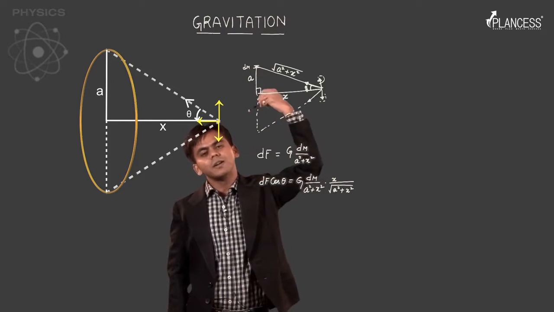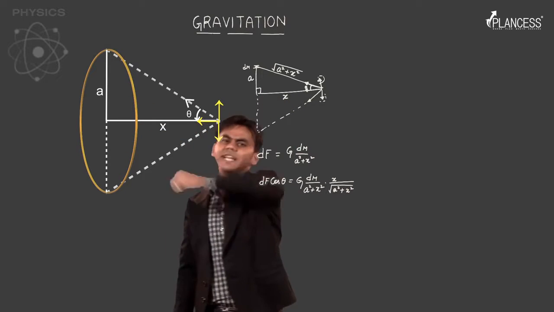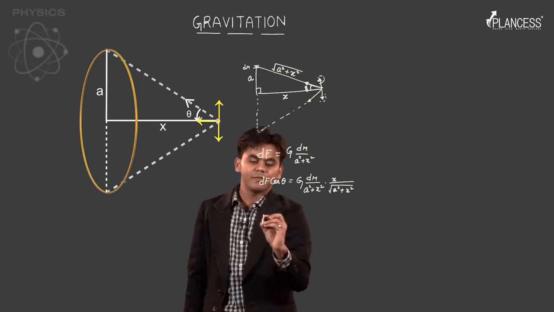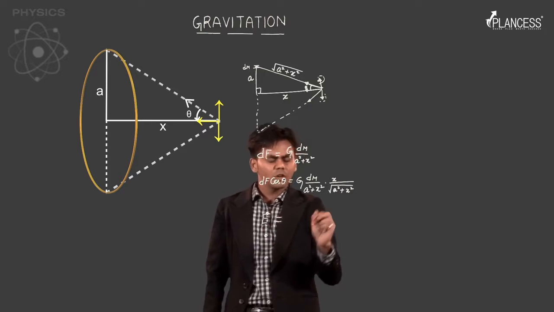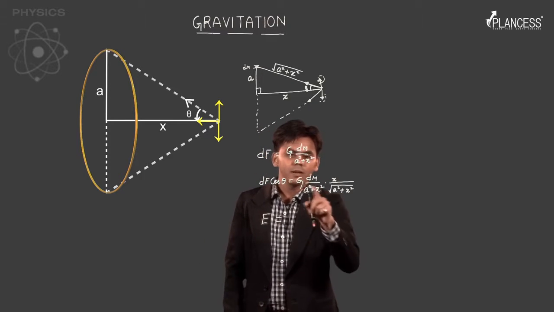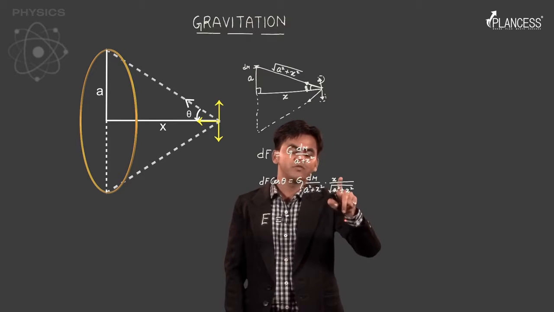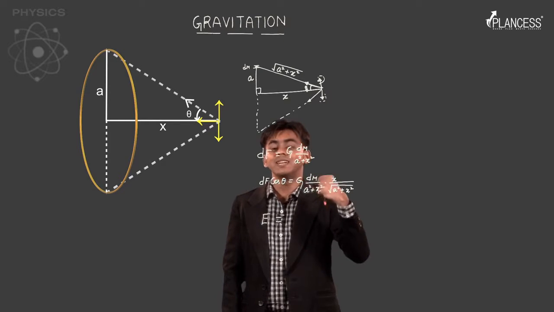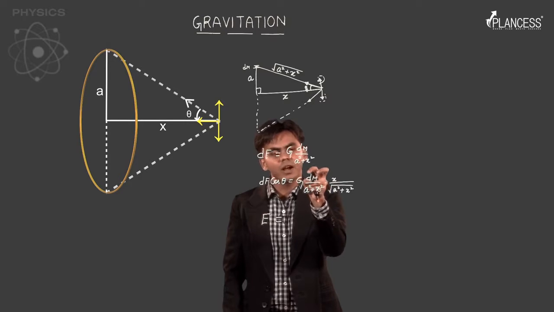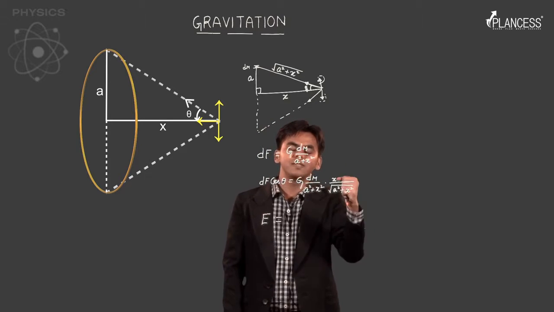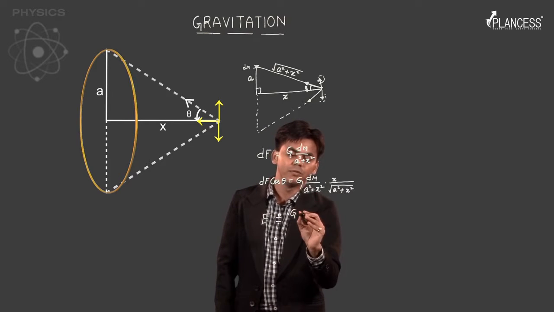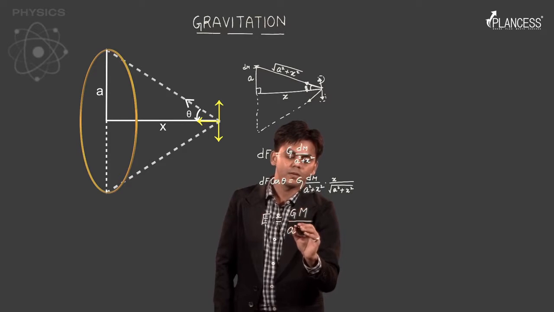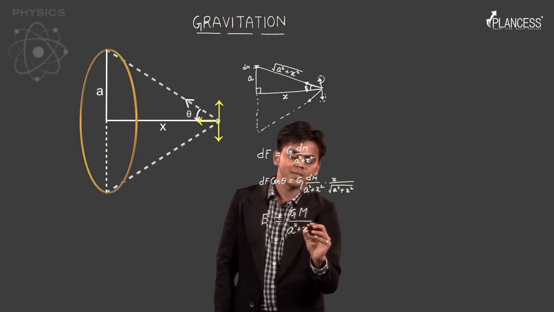If I add the contribution of all the dm's, right, I'll have the net gravitational field value, which would be equal to integration of this. Now in here, we just check the idea. G, this value, this value, this value, nothing is dependent on my dm. So this dm thing comes out, and if I integrate that dm, it would essentially be simply capital mass M. So my value of electric, or rather gravitational field, would be GM by a square plus x square.